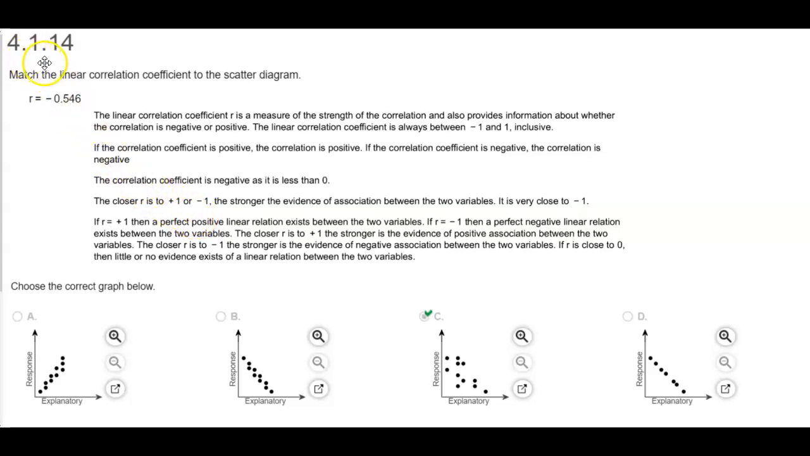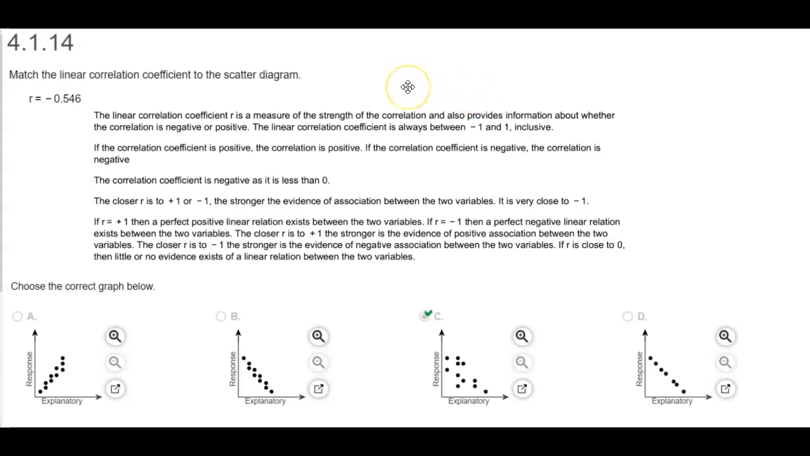In section 4.1.14, we want to match the linear correlation coefficient to the scatter diagram, where r is equal to negative 0.546. Now let's go over the definition. The linear correlation coefficient r is a measure of the strength of the correlation and also provides information about whether the correlation is negative or positive.